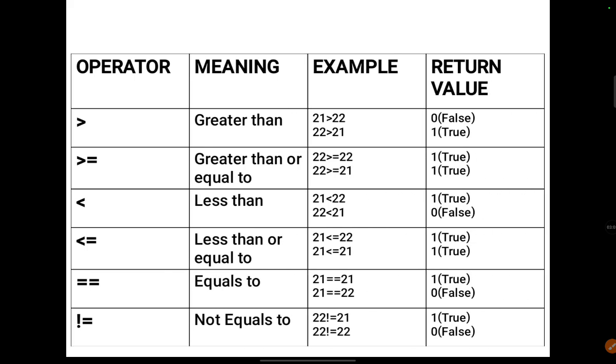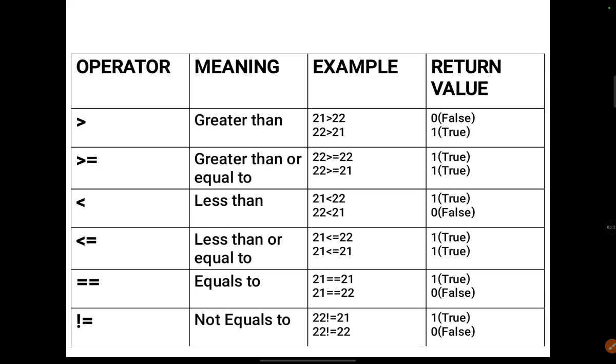Greater than, example, 21 is greater than 22. It is false, so it returns 0. 22 is greater than 21. It is true, so it returns 1. Greater than or equal to: 22 is greater than or equal to 22. It is true, so it returns 1. 22 is greater than or equal to 21. It is true, so it returns 1.